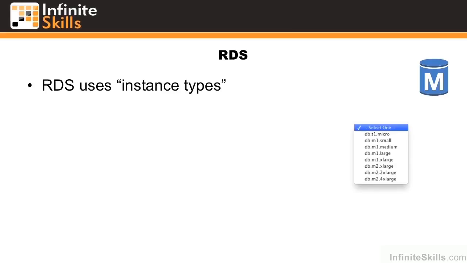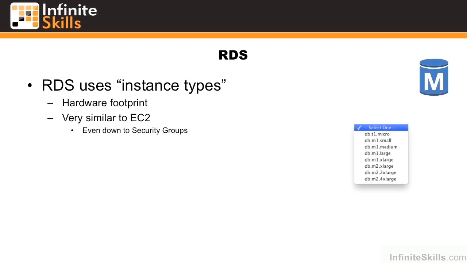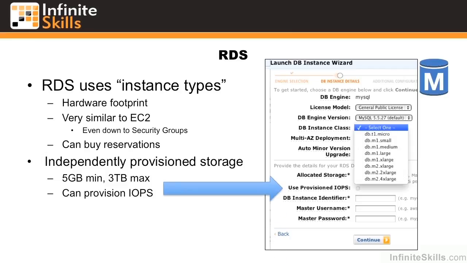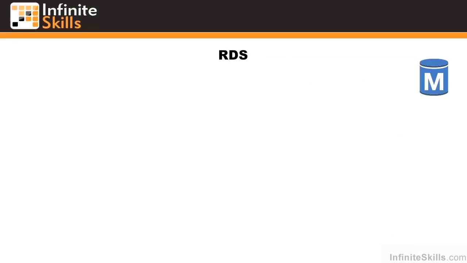RDS uses instance types, as we see here. They're the hardware footprint and very similar to how you provision EC2, even down to security groups. You can also buy reservations on RDSs. RDS setup also allows you to independently provision storage with a 5 GB min and a 3 TB max. You can also provision IOPS and get up to very, very high input-outputs per second.